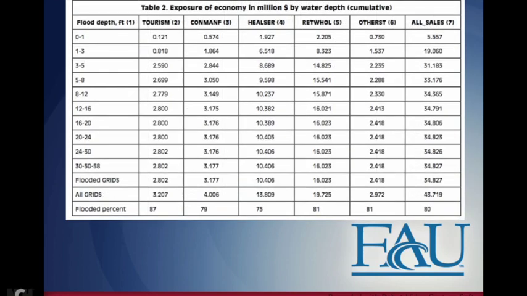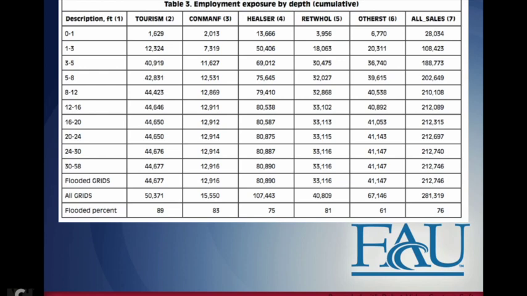They then took a look at the exposure of the economy. So they had data on different sectors of the economy, from tourism, to health services, retail, other, and they looked at the total sales, and they basically found that there would be an impact of $34 million in all types of sales across all grids. And they looked at employment exposure and found there would be 281,319 jobs impacted by flooding.